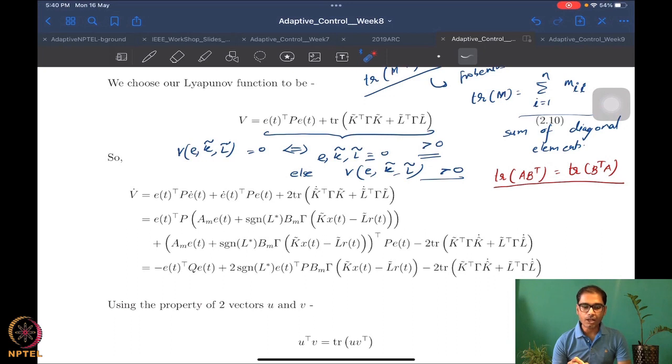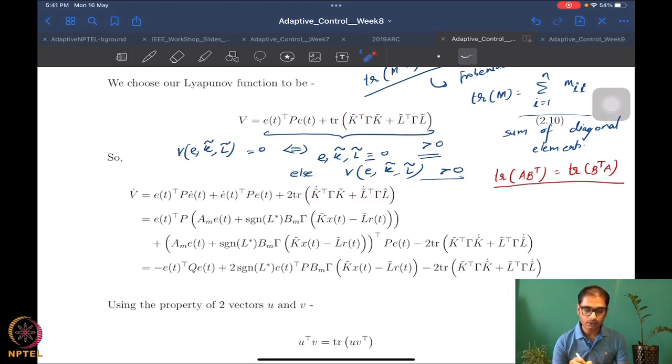Now remember, these are vector operations, so we have to be very careful, right? So because it's a vector, I take the derivative of all the terms very carefully. So first I have E transpose P E dot, basically taking the derivative of this, and then using the product rule, I have to take the derivative of this term. So E dot transpose P E. Okay. And now in this one, I just say twice trace of derivatives here.